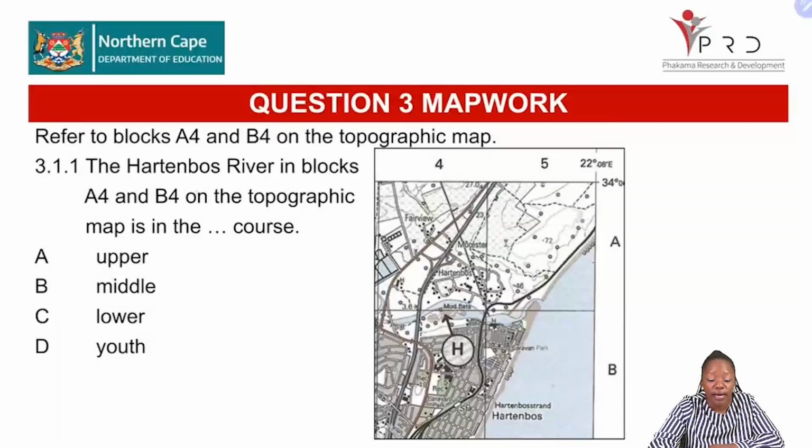Question 3.1.1: the Hartsbond River in blocks A4 and B4 on the topographic map is in which course? Is it the upper course, middle course, lower course, or U? Remember, you are given the picture of A4 and B4, so now you need to identify which course this river is in. I'm going to give you 2 minutes, and then after 2 minutes, we will do the solution.